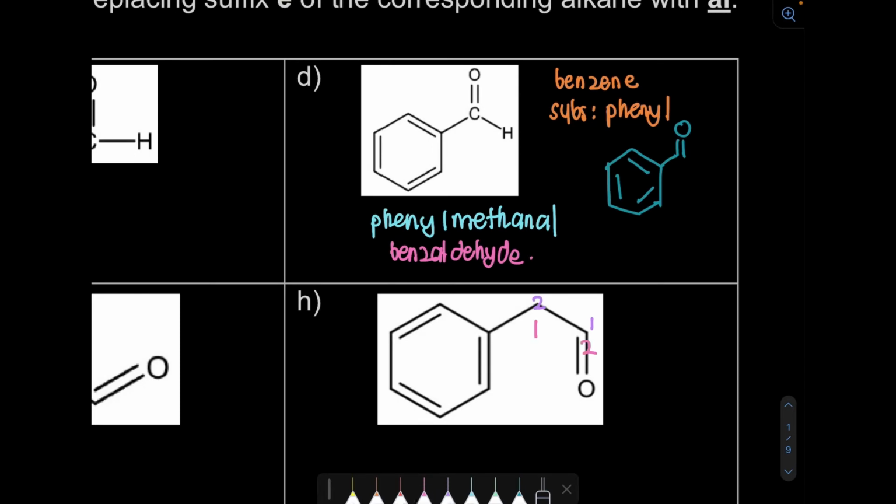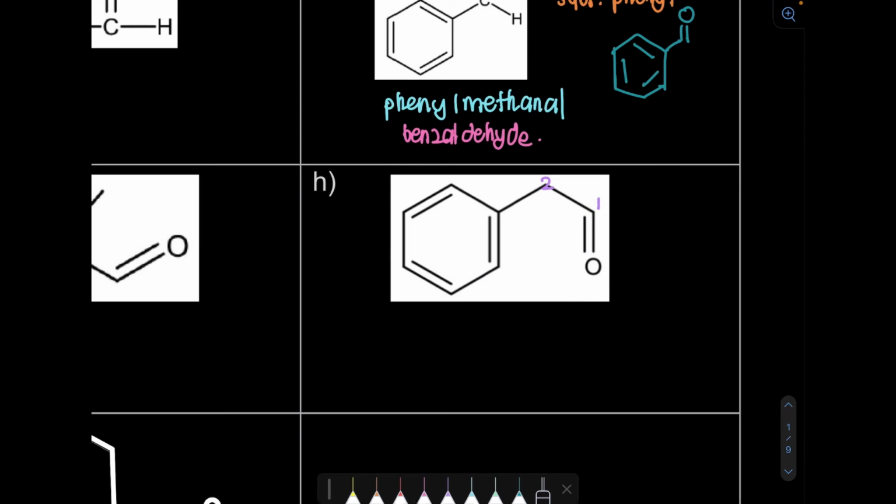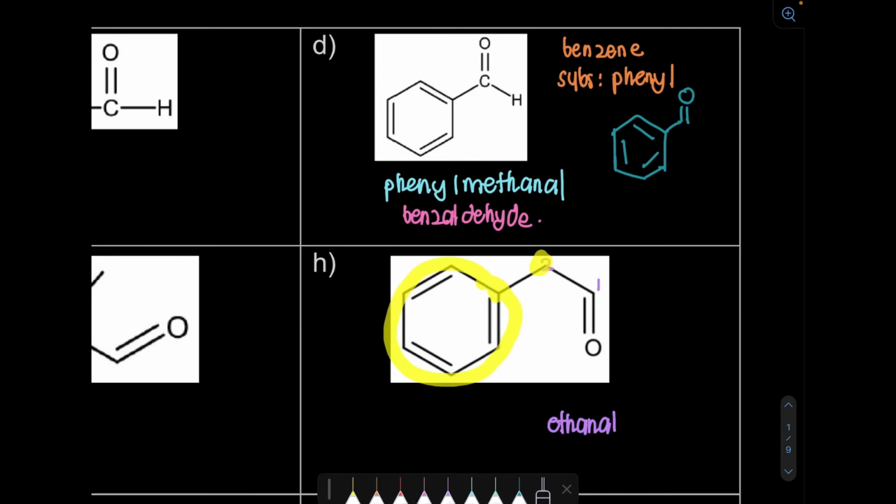Okay, so there are two choices here. We want it to be the lowest number, so I'm going to take the purple one. So the name will be ethanone. But then on carbon number 2 we have our phenyl substituent. So the name will be 2-phenylethanone.